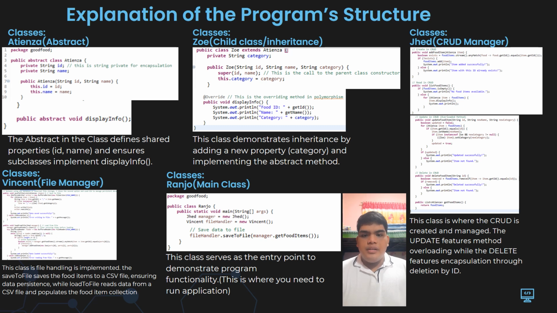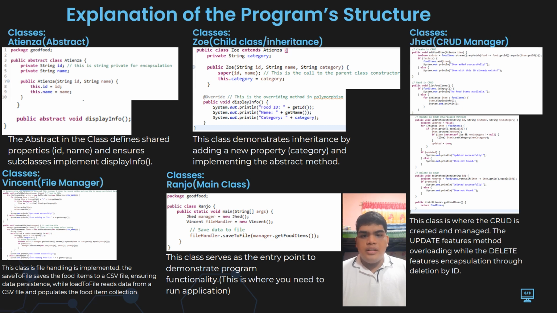First off is the Atienza class, which carries abstraction. The abstract class defines shared properties, ID and name, and ensures subclasses implement display info. The class also contains getter and setter for encapsulation. Next would be the Zoe class, which carries the inheritance. This class demonstrates inheritance by adding a new property, category, and implementing the abstract method.